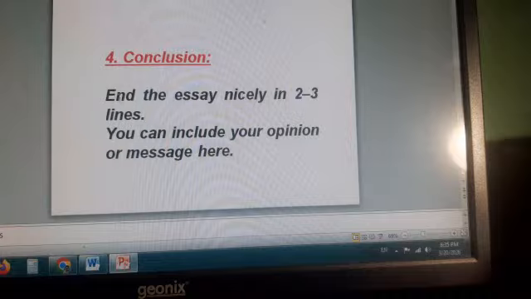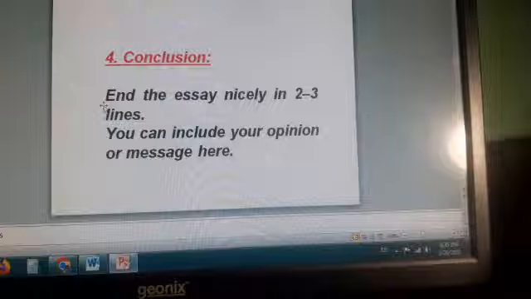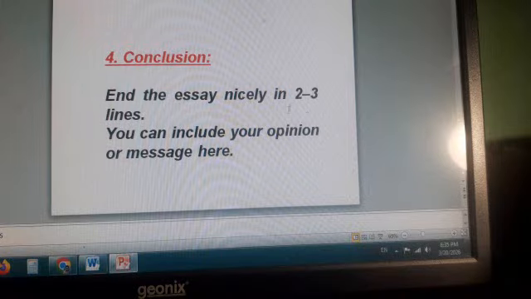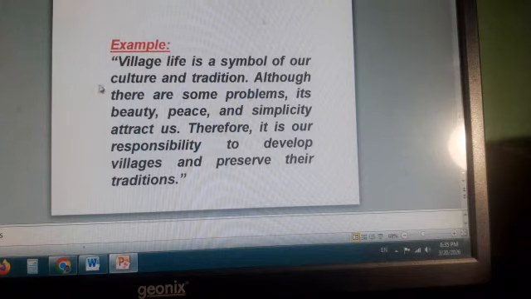Number 4, conclusion. End the essay nicely in 2-3 lines. You can include your opinion or message here. Example: village life is a symbol of our culture and tradition. Although there are some problems, its beauty, peace, and simplicity attract us. Therefore, it is our responsibility to develop villages and preserve their tradition.